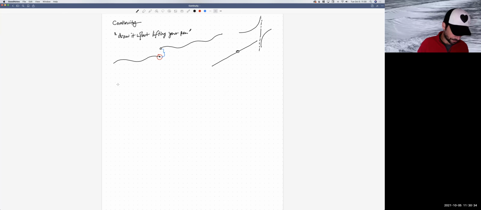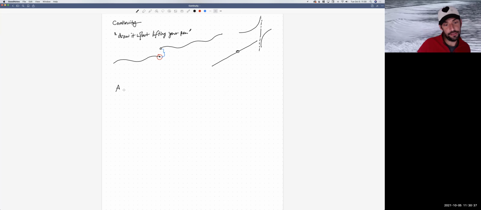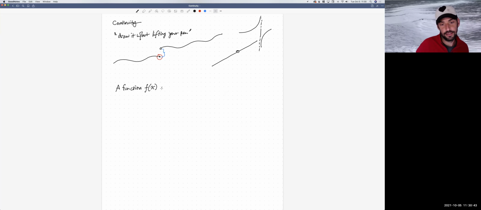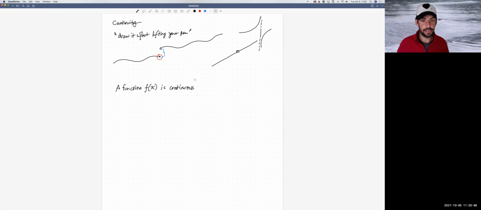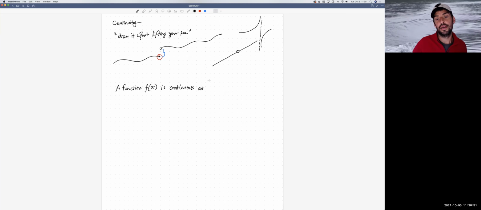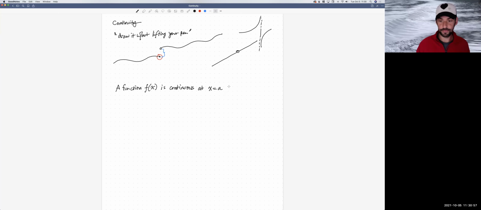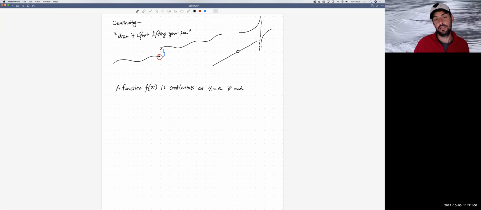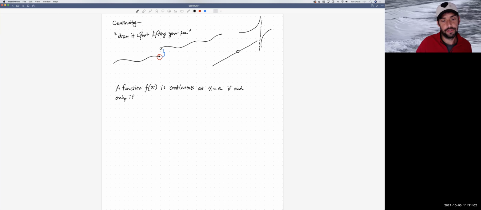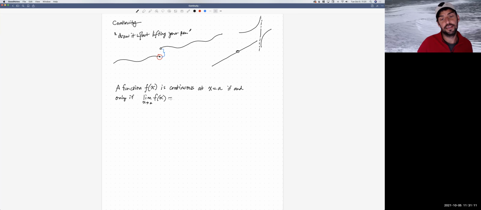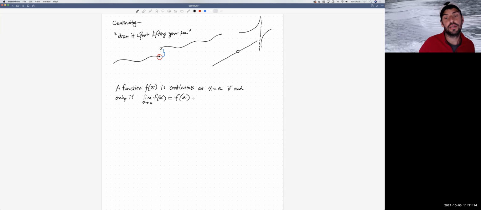We will say a function f of x is continuous at, let's say at this point A, so at the value A, at x equals A, if and only if the limit as x goes to A of f of x is equal to f of A.